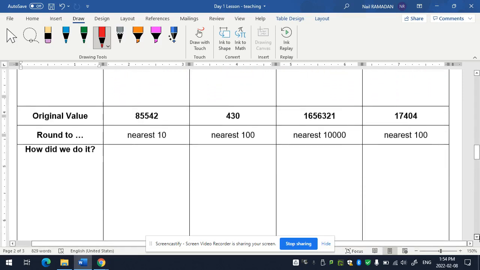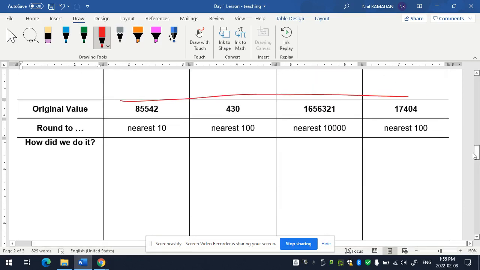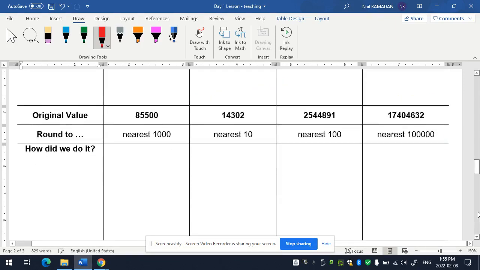Okay, so I'm going to do this row. And actually, you know what? Let me do this big row with you, and then you get this whole row as your homework. All right? Okay. So let's do this here.